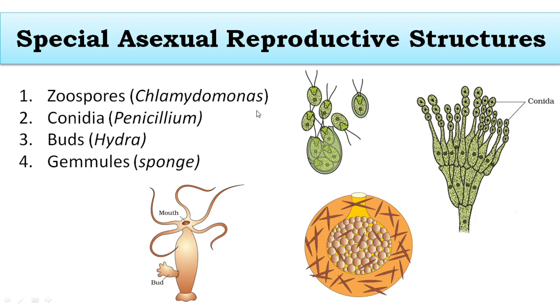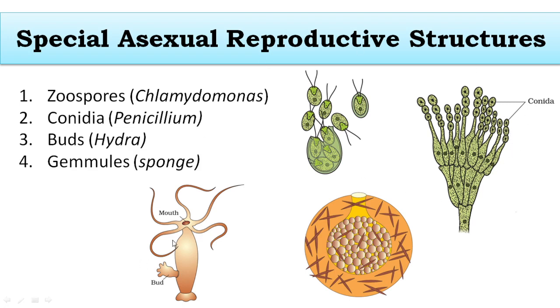Penicillium is a fungus, whereas Chlamydomonas is an alga. So Penicillium reproduces through formation of special structures called conidia. The conidia give rise to new Penicillium.